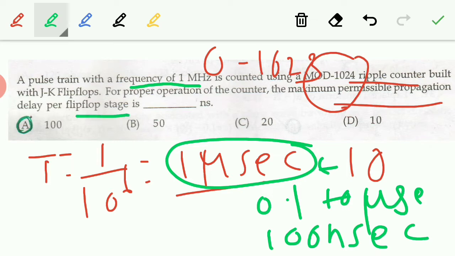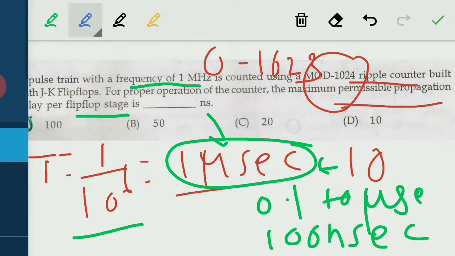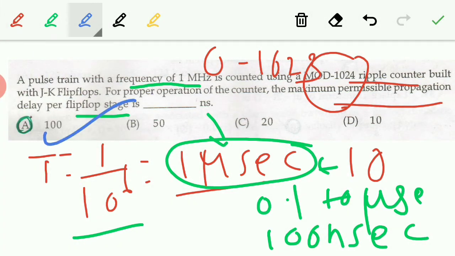They ask what is the delay per flip-flop. The frequency is applicable for the full counter, so the time delay is also applicable for the full counter only. Frequency 1 megahertz means a time delay of 1 microsecond for 10 flip-flops. So for one flip-flop it is 0.1 microsecond, that is equal to 100 nanosecond. So option A is the right answer.